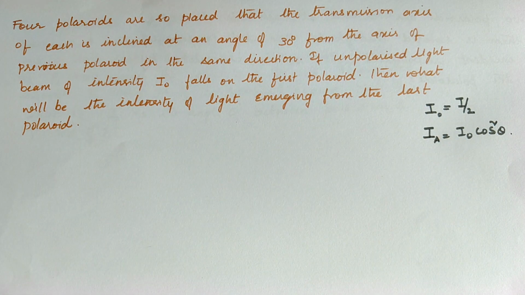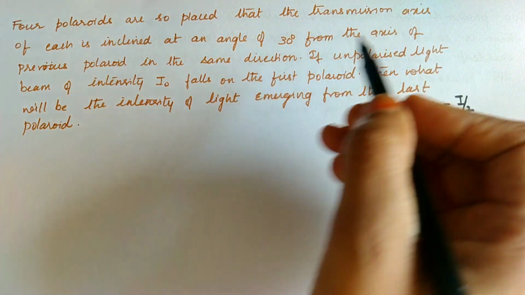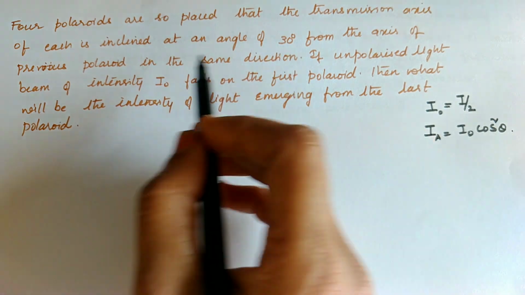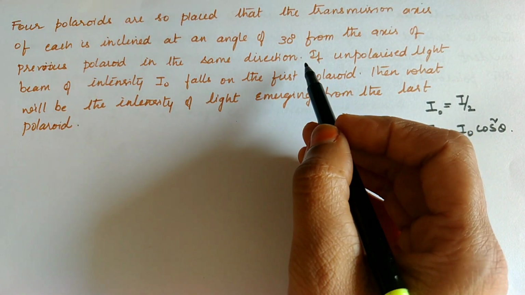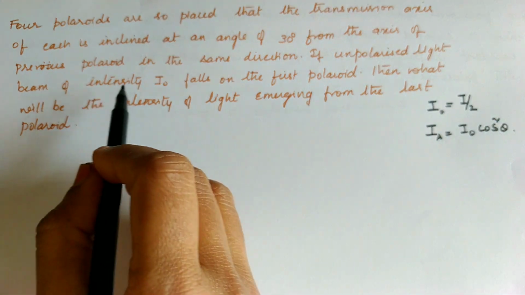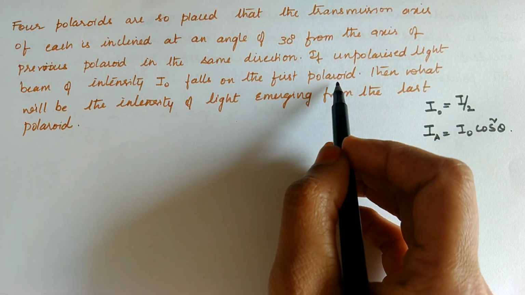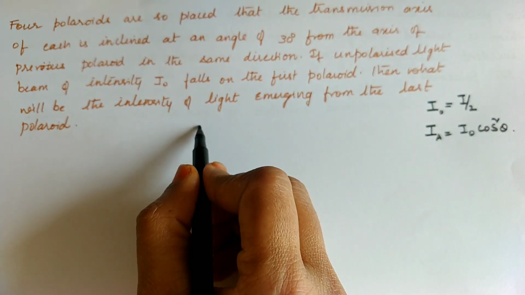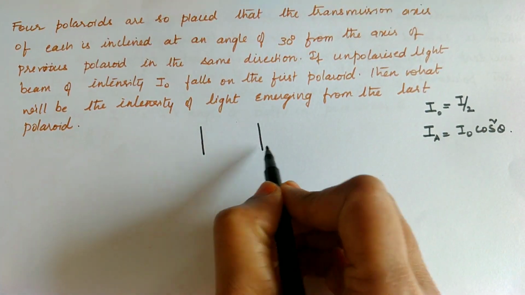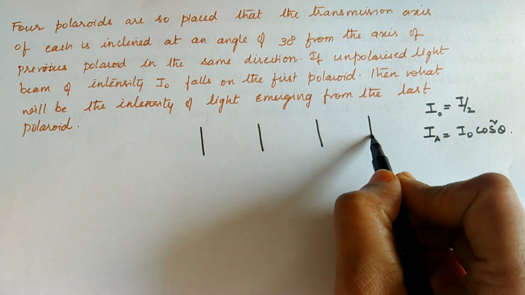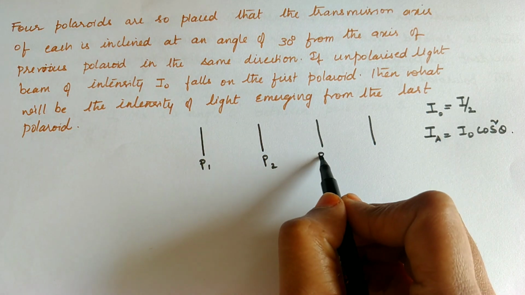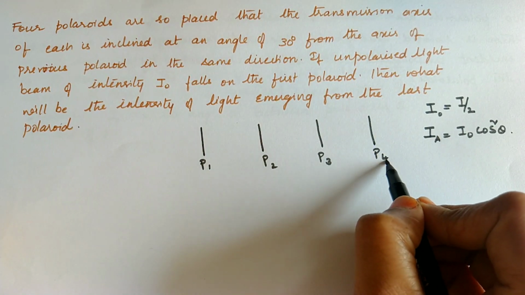Now look at this question. They have given you 4 polarizers so placed such that the transmission axis of each is inclined with the other by an angle of 30 degrees with the previous one in the same direction. If unpolarized light of intensity I naught falls on the first Polaroid, what is the intensity of the light emerging from the last? So if I just represent the Polaroids by lines like this, we have altogether 4 Polaroids. I'll name them P1, P2, P3 and P4.